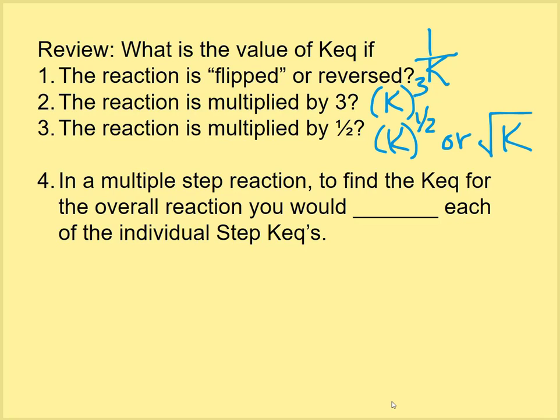Number 4, in a multiple step reaction, to find the equilibrium constant for the overall reaction, you would blank each of the individual step equilibrium constants. You would multiply them. How did you do?